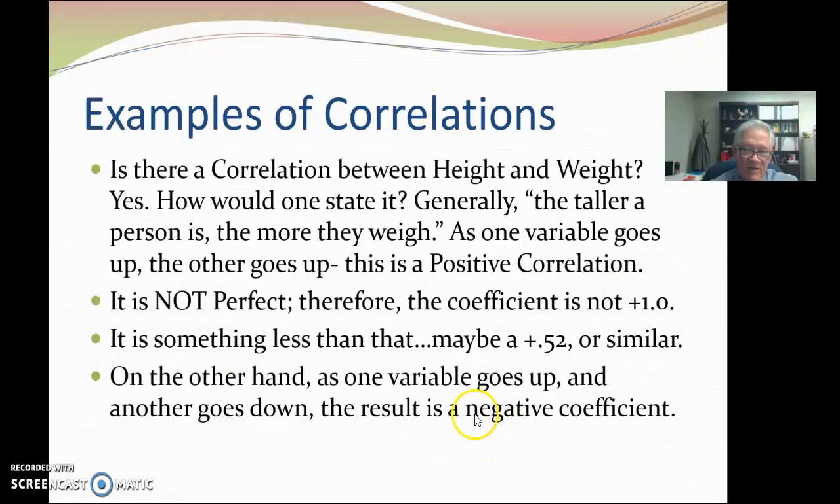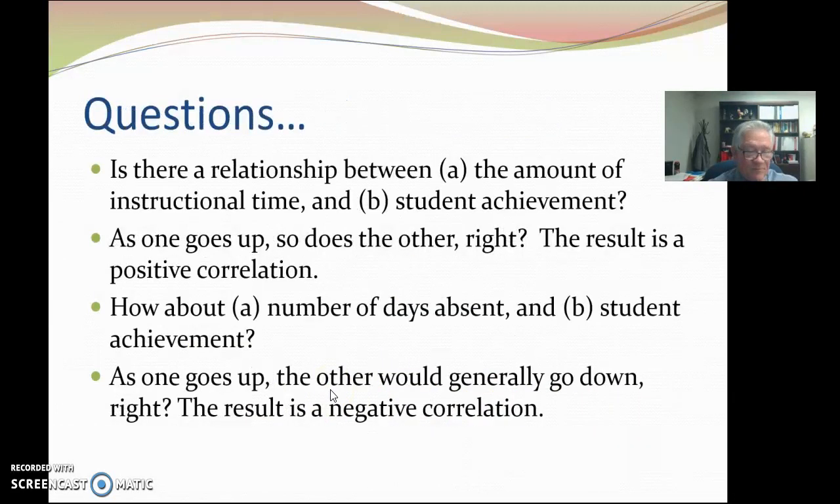A negative correlation coefficient is caused by one variable going up and the other one going down, as we stated earlier. Here are some questions in the educational context. Is there a relationship between the amount of instructional time and student achievement? Well, we would say yes, we think so. As one goes up, the other goes up, right? That would be a positive correlation. So we can do a statistical analysis of how much instructional time students receive and their achievement. And is there a predictive value there? And of course we know there is.